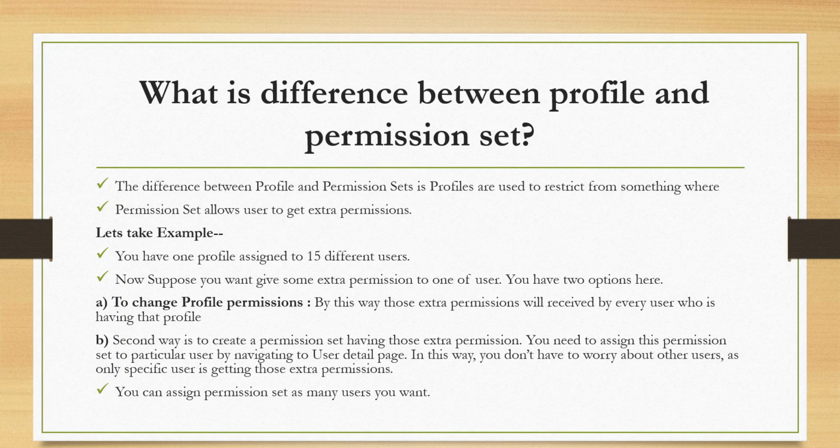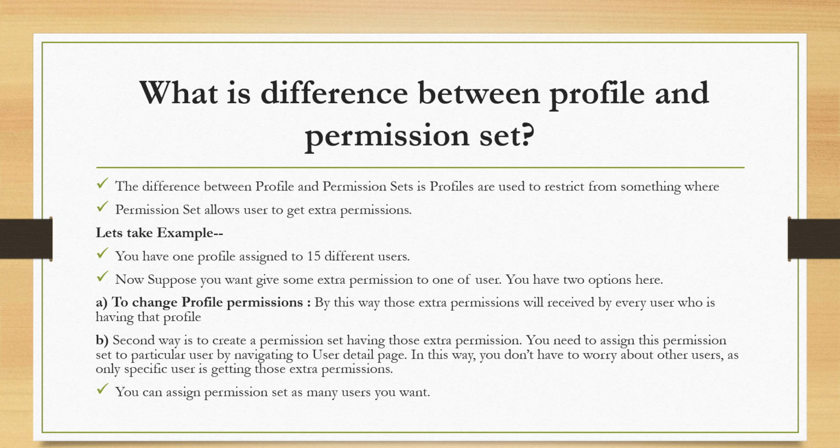What is the difference between profile and permission set? The difference is that profiles are used to restrict, whereas permission sets allow users to get extra permissions. Let's say you have one profile assigned to 15 different users. Now suppose you want to give some extra permission to one of the users. You have two options here: change profile permissions, or create a permission set, assign that user to it, and give extra permissions.